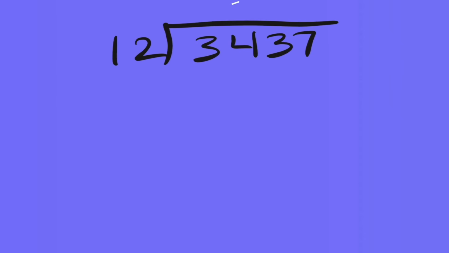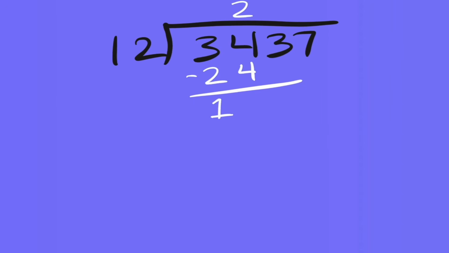12 is going to hop into 34 then. 12 will hop into 34. It's going to hop in 2 times without going over. If it was 3, it would be 36, and that's too much. So it hops in 2 times. 2 times 12 is 24. Subtract 34 minus 24 is 10.